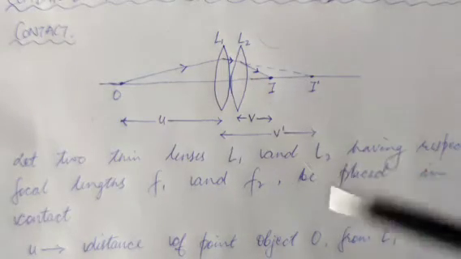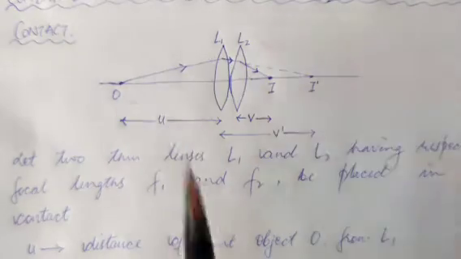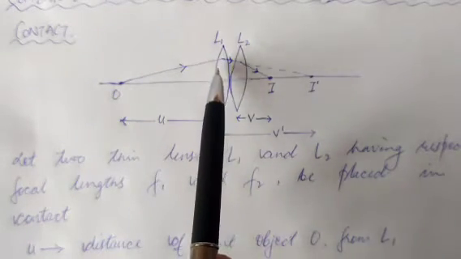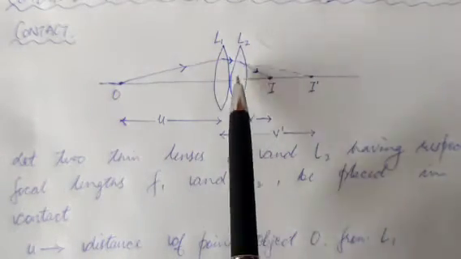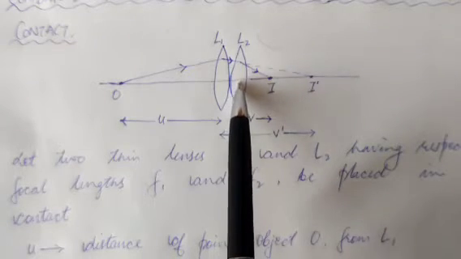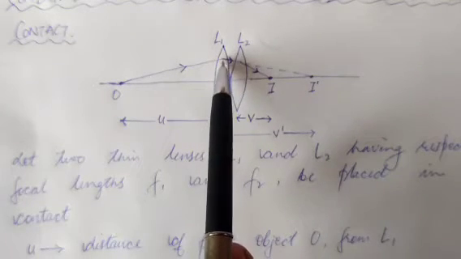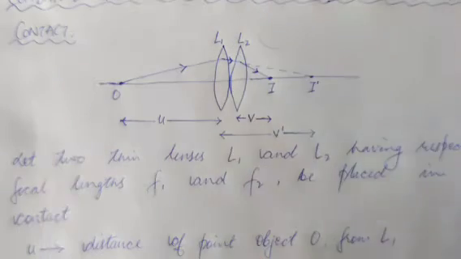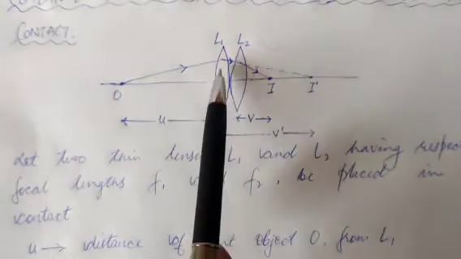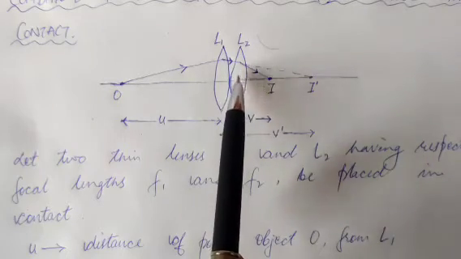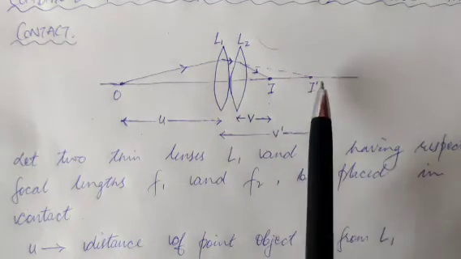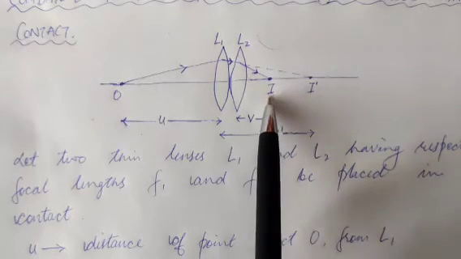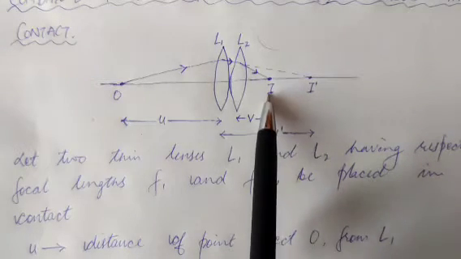So for lens L2 now, we have initially dealt with refraction taking place through the first lens. Here you can see refraction taking place initially from the first lens and then refraction taking place through the second lens. So we've dealt with refraction through the first lens. Now for refraction taking place through the second lens, I dash acts as the object and I is the final image.